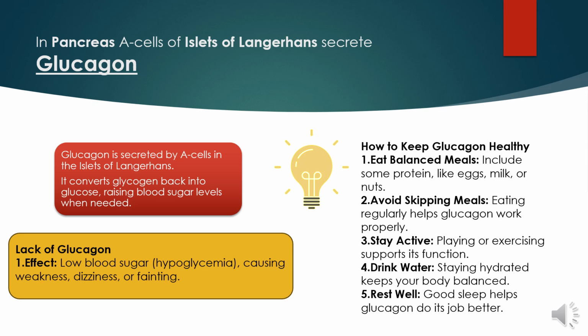Include some protein like eggs, milk, or nuts. Avoid skipping meals. Eating regularly helps glucagon work properly. Stay active. Playing or exercising supports its function. Drink water. Staying hydrated keeps your body balanced. Rest well. Good sleep helps glucagon do its job better.